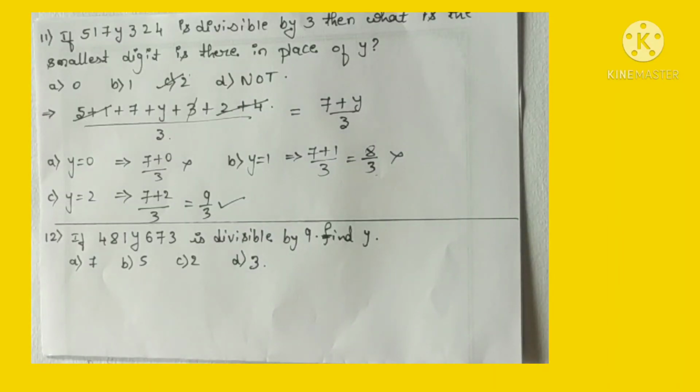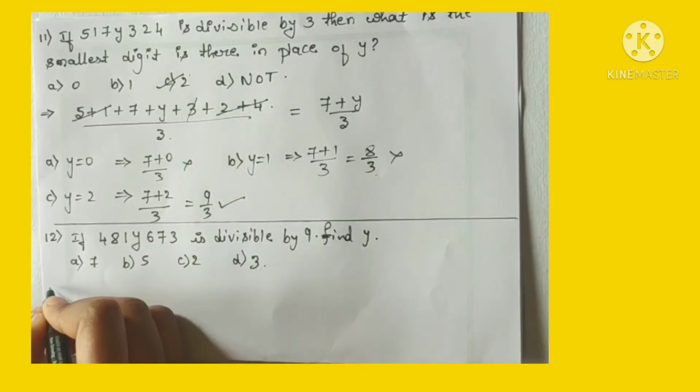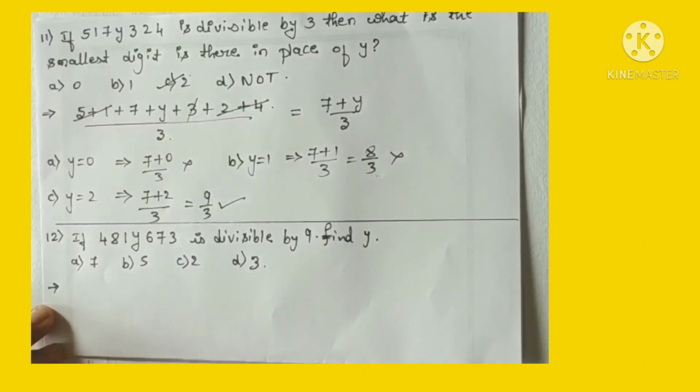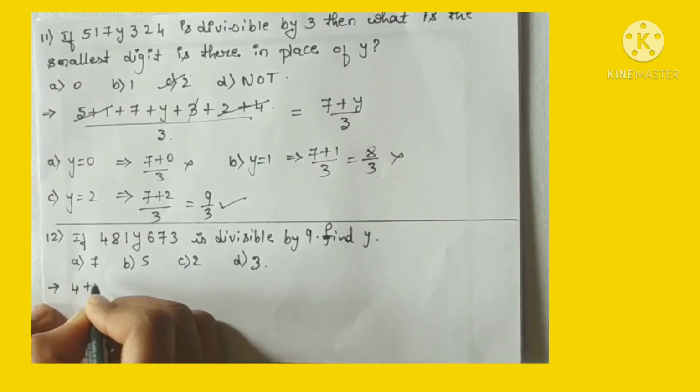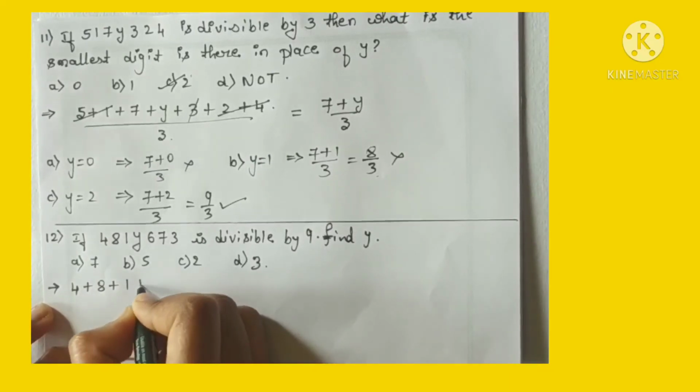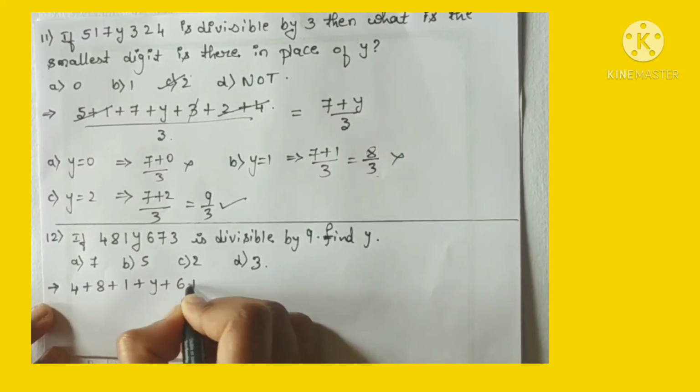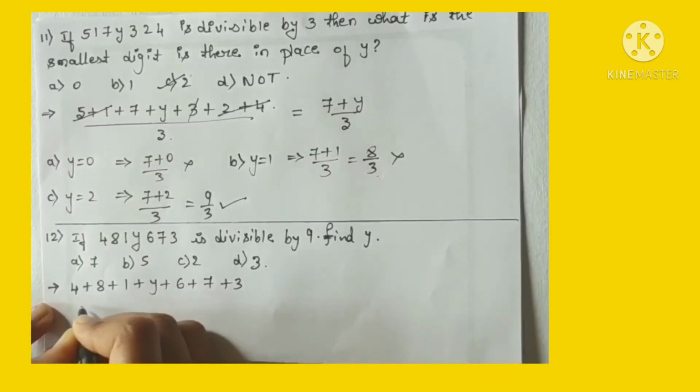Next is question number 12. If 481y673 is divisible by 9, find y. This is similar to the above question, but here we have to apply the divisibility rule of 9. The divisibility rules of 9 and 3 are similar. The rule of 9 says the sum of the digits must be divisible by 9. So the sum is 4 plus 8 plus 1 plus y plus 6 plus 7 plus 3.